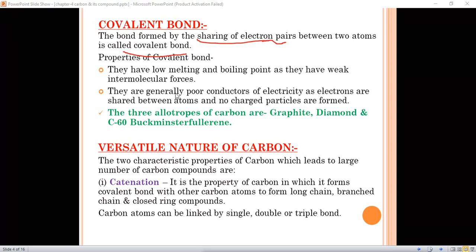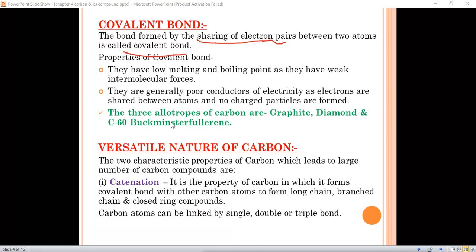They are poor conductors of electricity. Why are they poor conductors of electricity? Because electrons are shared between 2 atoms and no charged particles or ions are formed. So they are poor conductors of electricity. But in ionic bonds, what we have read, they have high melting and boiling points. Why? Because the force of attraction is very strong, and they are good conductors of electricity because the ions can move freely.